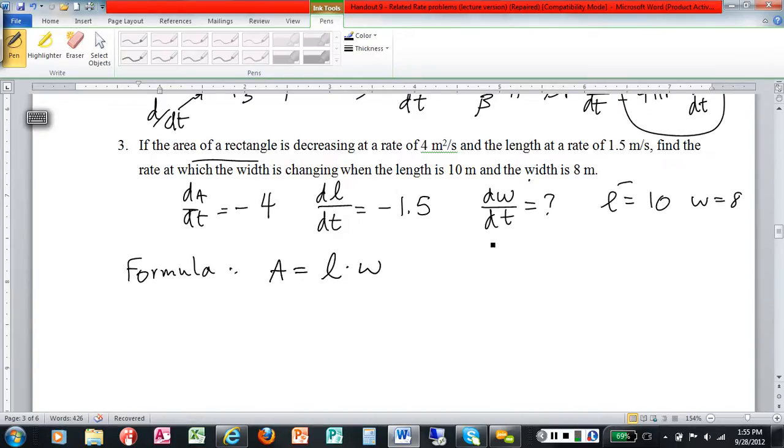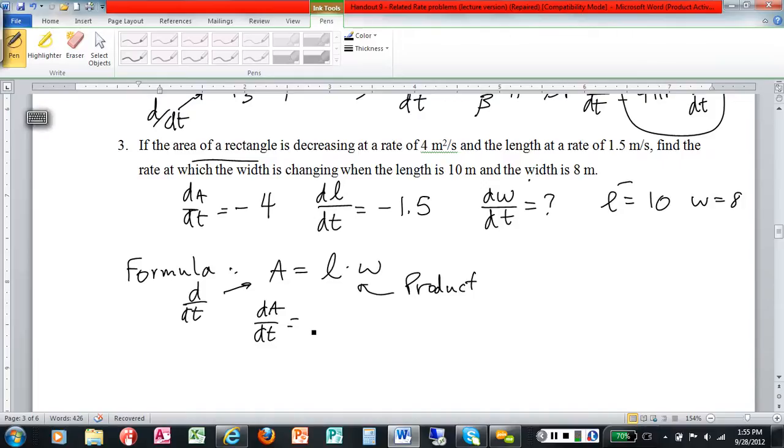What am I looking for? dW/dt. So I need to take d/dt of everything in this formula. What's the d/dt of A? That's dA/dt, 1 times dA/dt, technically, if you want to get to it. What about the other side, though? It's a little more complicated on the left side because what do I have on the left side? A product.